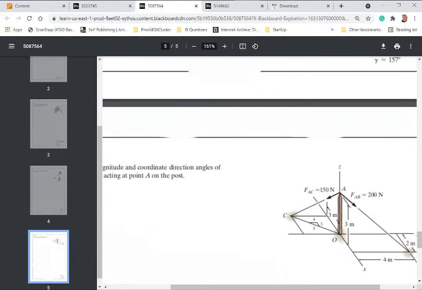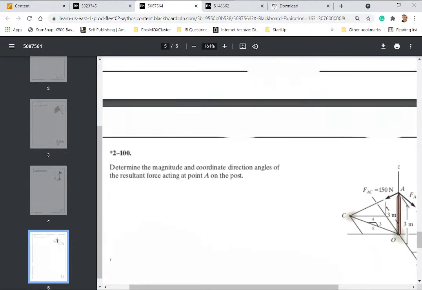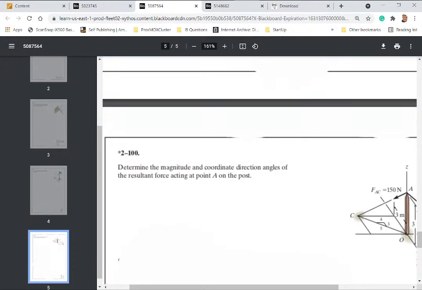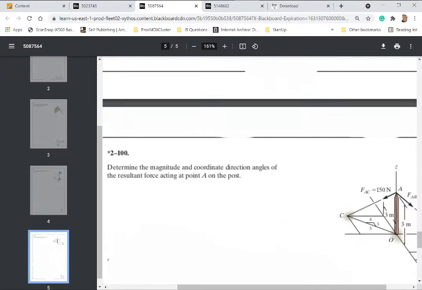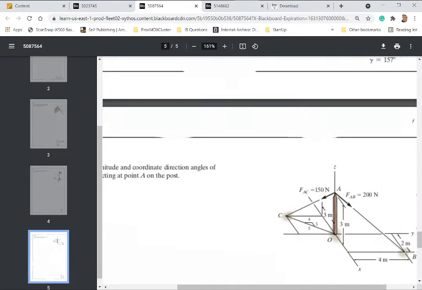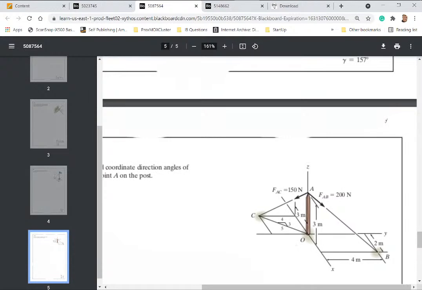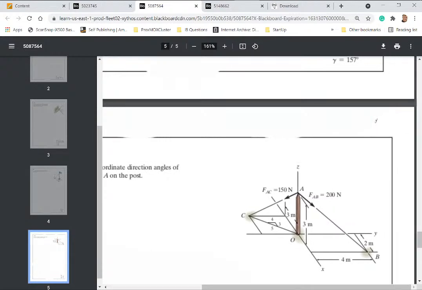Okay, now here's a mixture. Determine the magnitude and the coordinate direction of the resultant force acting at point A on the post. It's almost the same thing. I see two of them. Takes a minute to figure out what you're looking at.